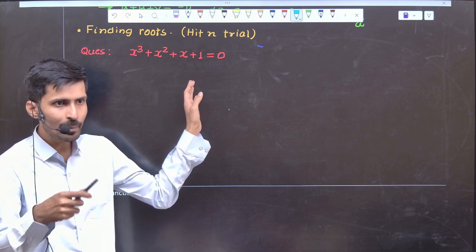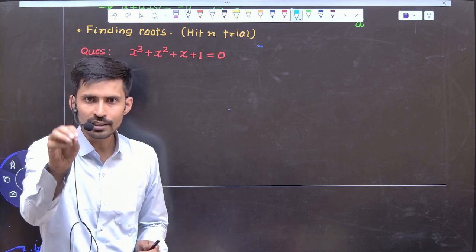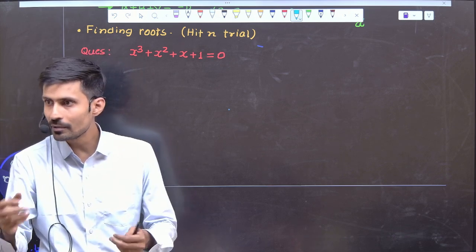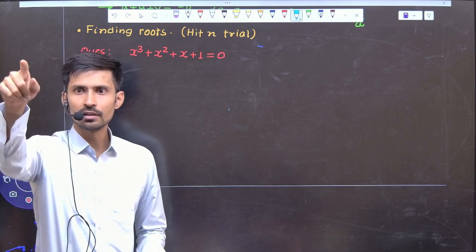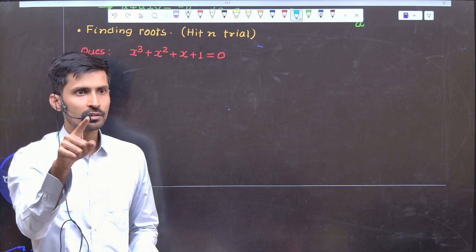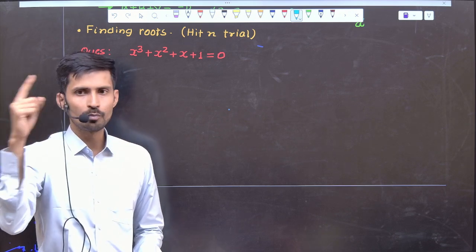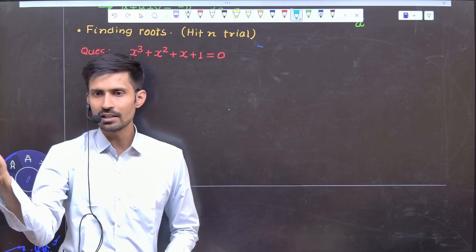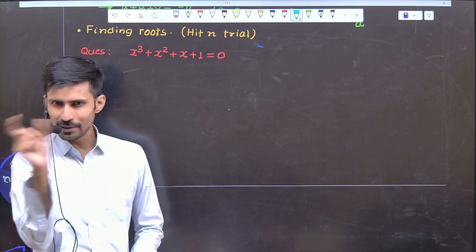So you have to apply the hit and trial method. What is the hit and trial method? Put one number from your side and check whether that is a root or not. Now the question is, sir, which number will I put? Start from 1. Put 1, then put minus 1. Then put 2, put minus 2. 3, minus 3, 4, minus 4, 5, minus 5. One root you will find by this method.